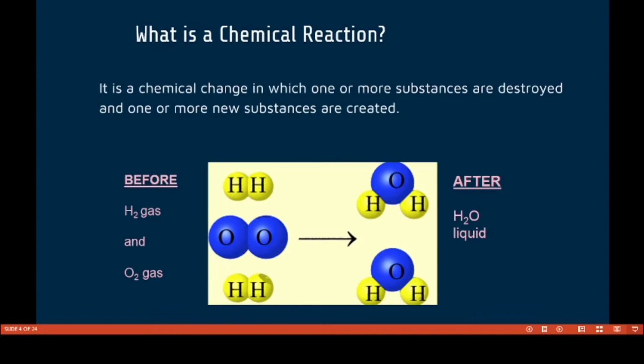If you see here, before the reaction there is H2 gas and O2 gas, and after the reaction H2O, water liquid, is formed. This happens by a chemical reaction. A change that takes place when elements or compounds react with each other under different conditions to form new products is known as a chemical reaction.